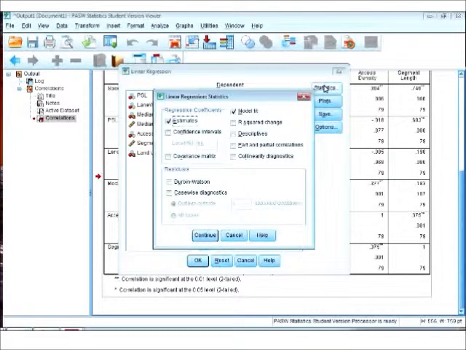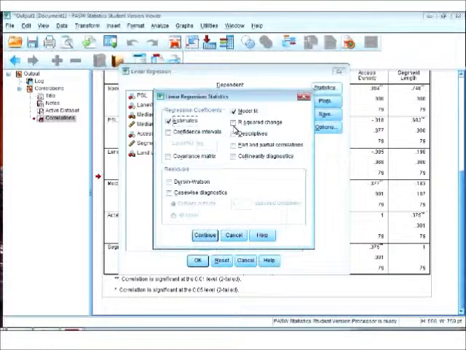gives us the model which it thinks is the best model. So for now we'll keep it enter. Let's see what we have in statistics. Yes, we want to see the model fit. R-square change, or what is the R-square change?